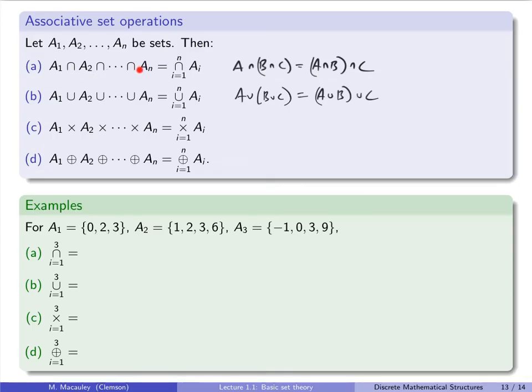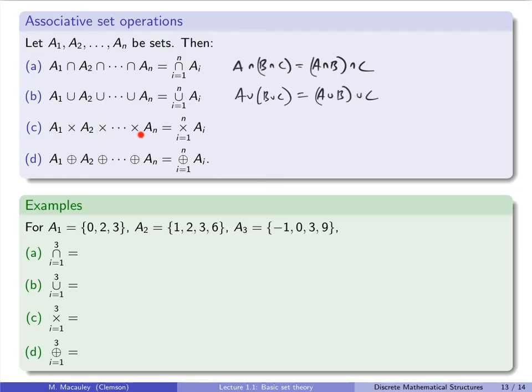So expressions like this require no parentheses, and we can use a notation similar to summation notation to denote these. We write the intersection from i equals 1 up to n of A_i, or we can use k if you want for an index. And here we write this expression as the union from i equals 1 to n of A_i.